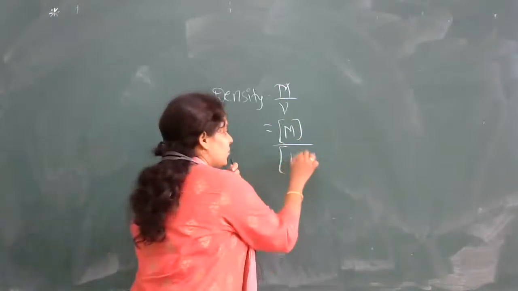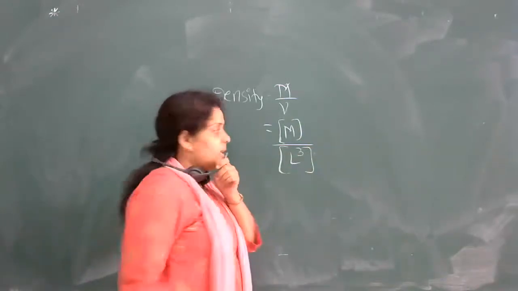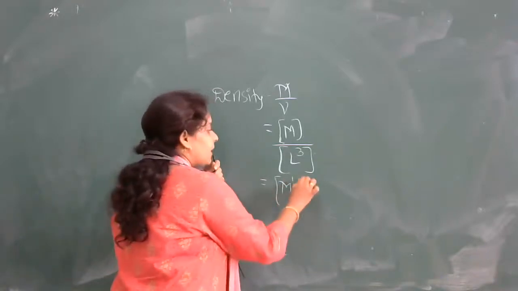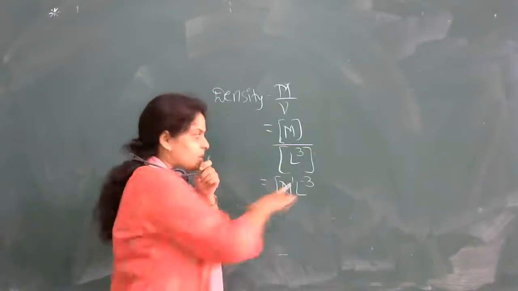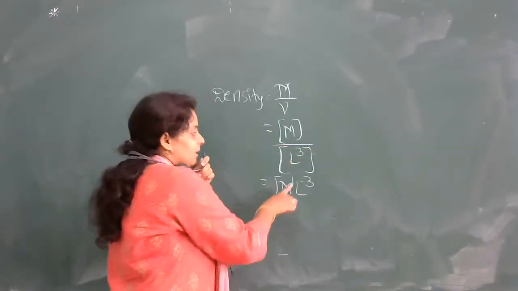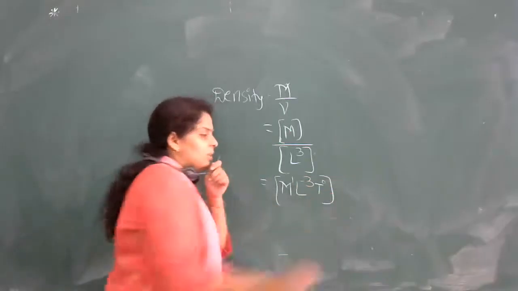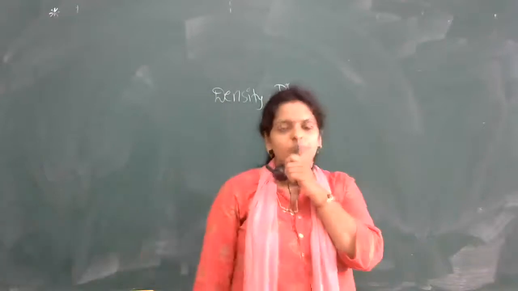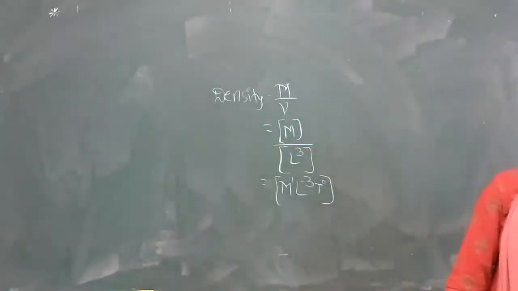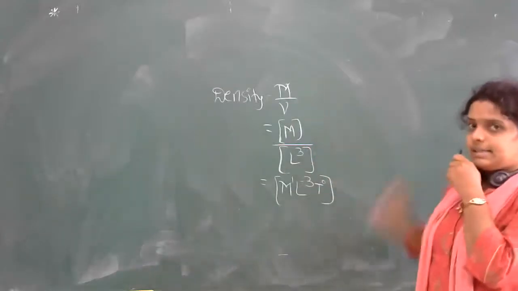That is nothing but L raised to 3. Therefore, I can write it as M raised to 1, L raised to minus 3, because it is in the denominator; if it goes to the numerator, it becomes minus 3. T term is not there, therefore you can write it as T raised to 0, or else you can leave it. Okay. So this is density.